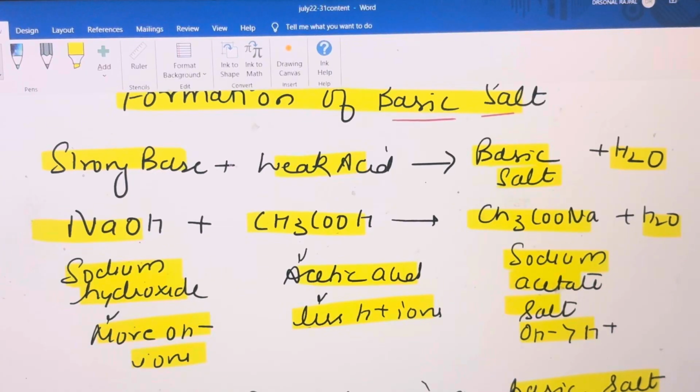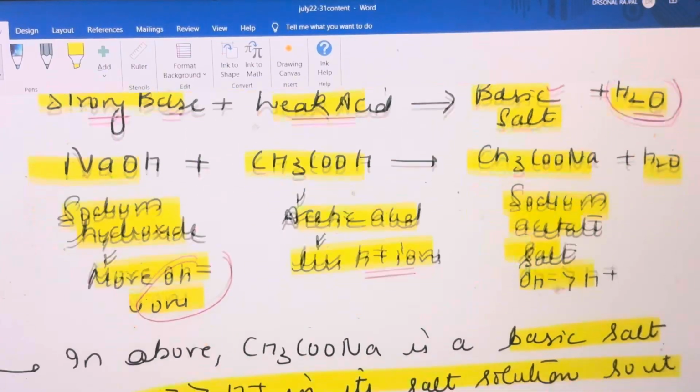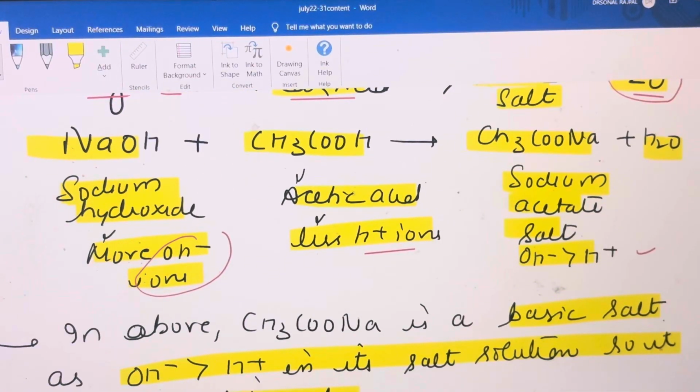It is made when a strong base combines with a weak acid, it will make a basic salt, and no doubt water is formed. Because a strong base, like sodium hydroxide, produces a large number of OH ions in water, and a weak acid produces a smaller number of H ions in water. So beta, these OH ions and H ions combine to form water, but the number of OH ions in the solution is more than H ions, so that's why that salt behaves like a base.